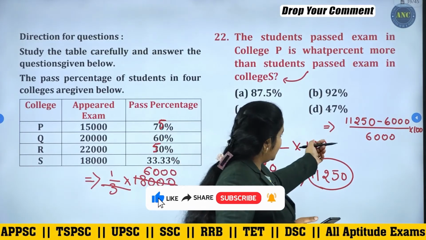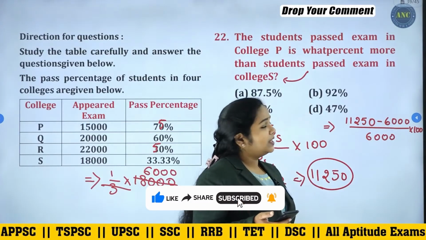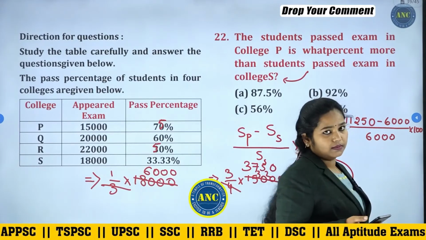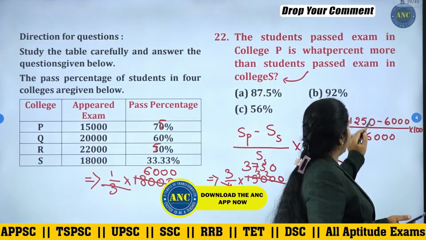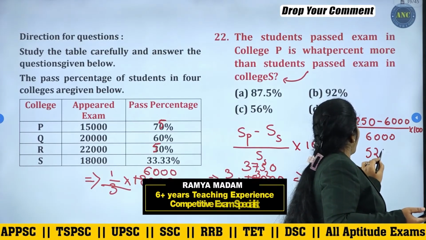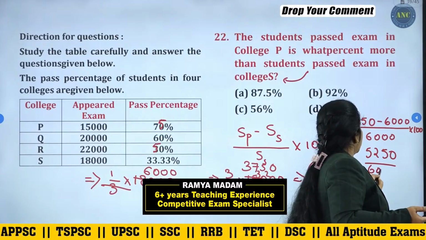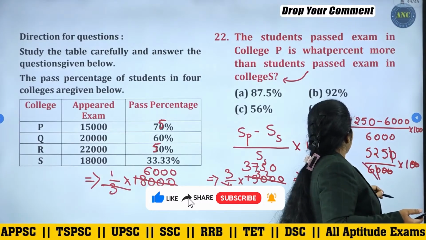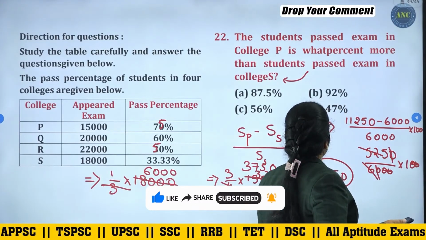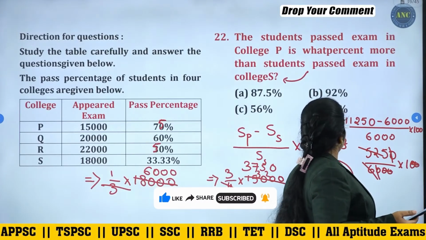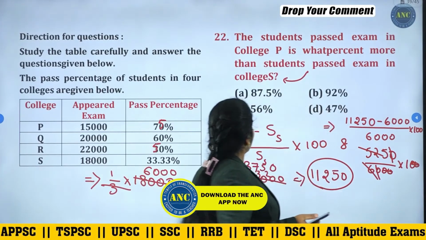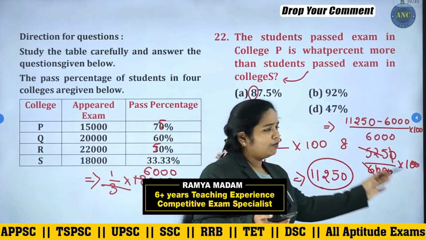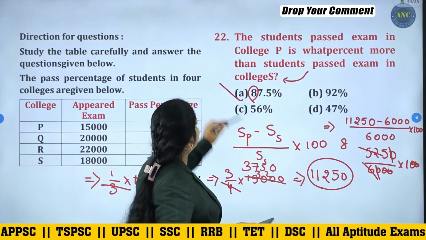Doing the basic subtraction, 11,000 minus 6,000 is how much? 11,000 minus 6,000 is 5,000. Additionally, we have 250 here. So, it's 5,250 divided by 6,000 into 100. 6, 8 times. Where is the option starting with 8? Option A, starting with 8. So, we need not do further calculation. We will go directly with option A.